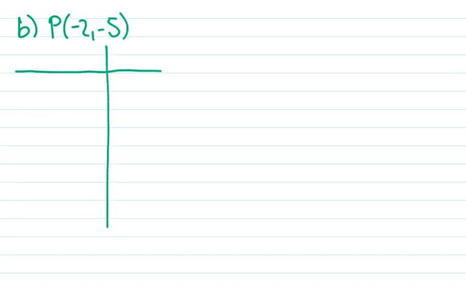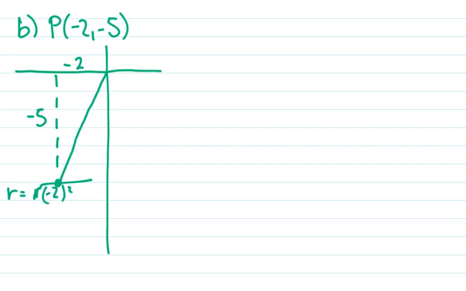All right, B. My point is -2, -5. So now I'm going -2, -5. Create my triangle. This is -2, and this is -5. Now we're going to find R. R equals the square root of -2 squared plus -5 squared equals the square root of 4 plus 25 equals the square root of 29. So this length here is the square root of 29.